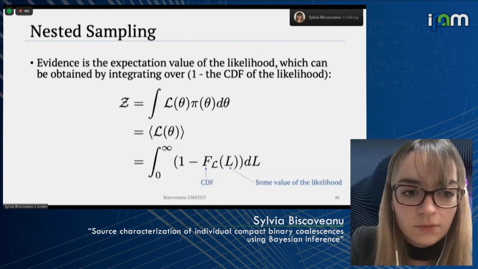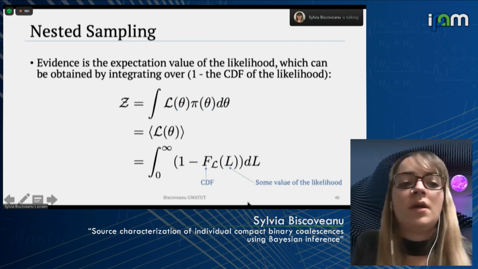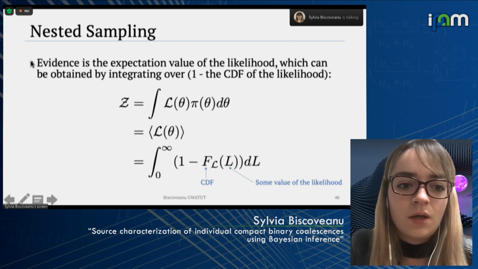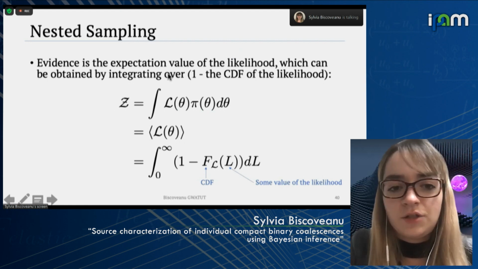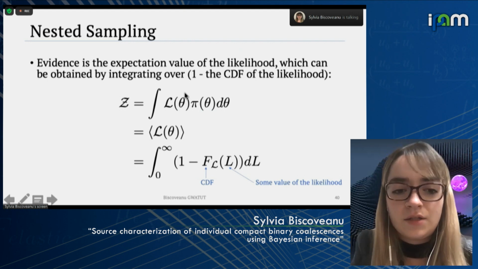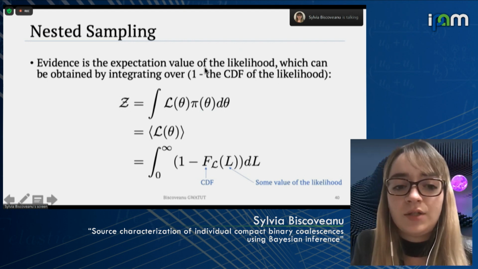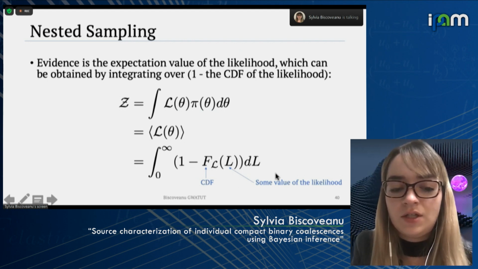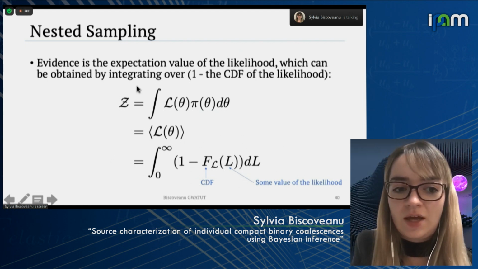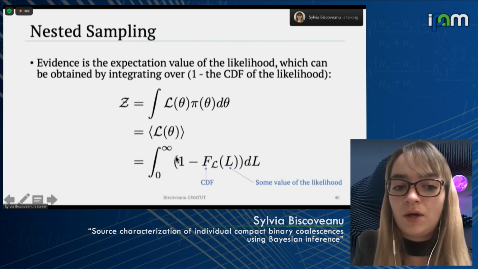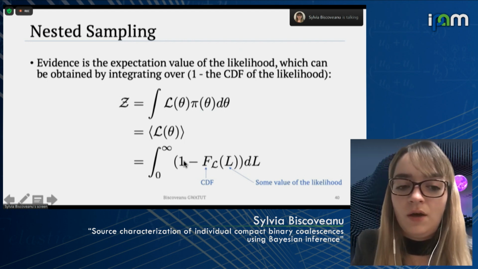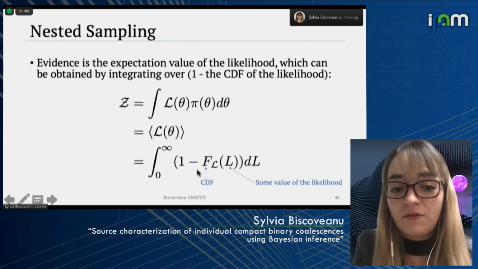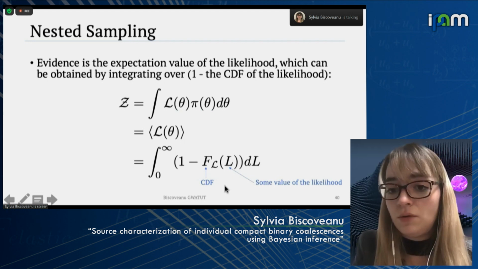Okay. Yeah, so we can look at nested sampling in more detail and show how that evidence is calculated. So the evidence is, again, just the expectation value of the likelihood, and this can be obtained by integrating over 1 minus the CDF of the likelihood. This is just a lemma from statistics that you can get the expectation value of a quantity by integrating from 0 to infinity 1 minus the CDF of that quantity. So if we get the CDF of the likelihood, then the evidence basically reduces to a one-dimensional integral.